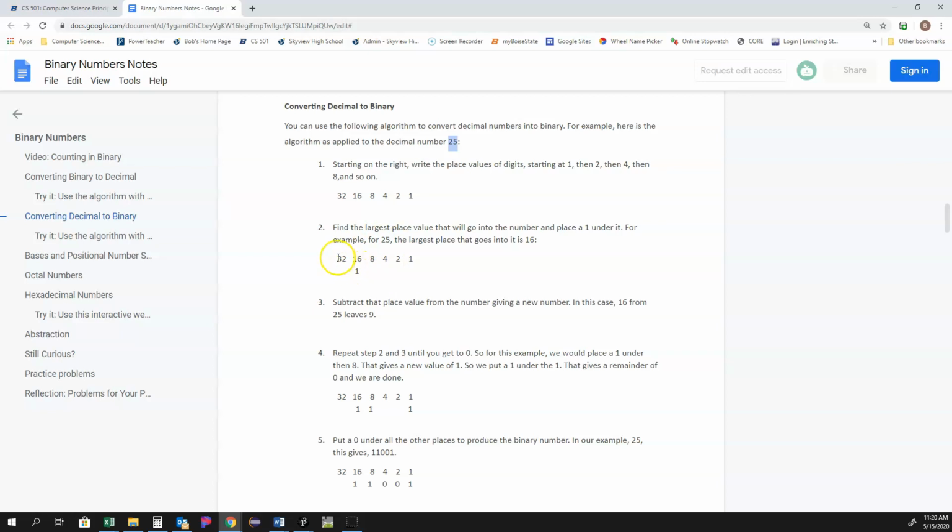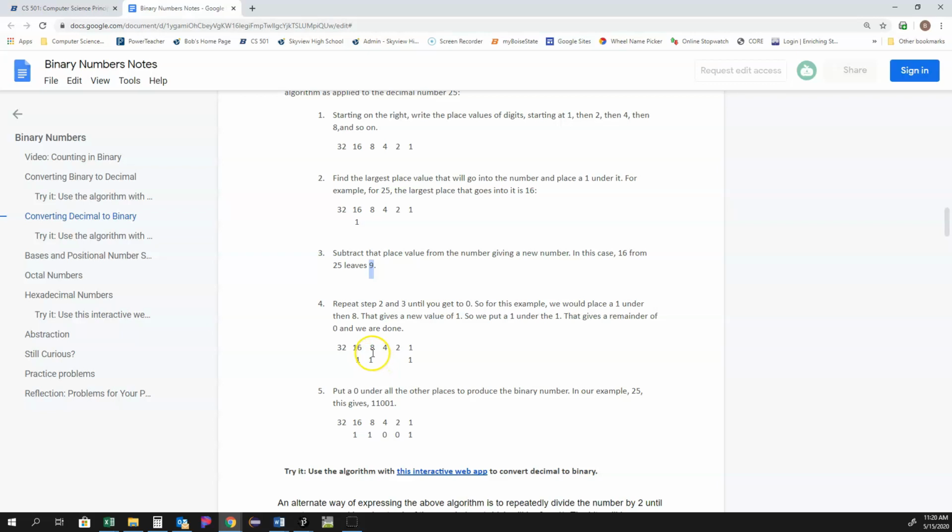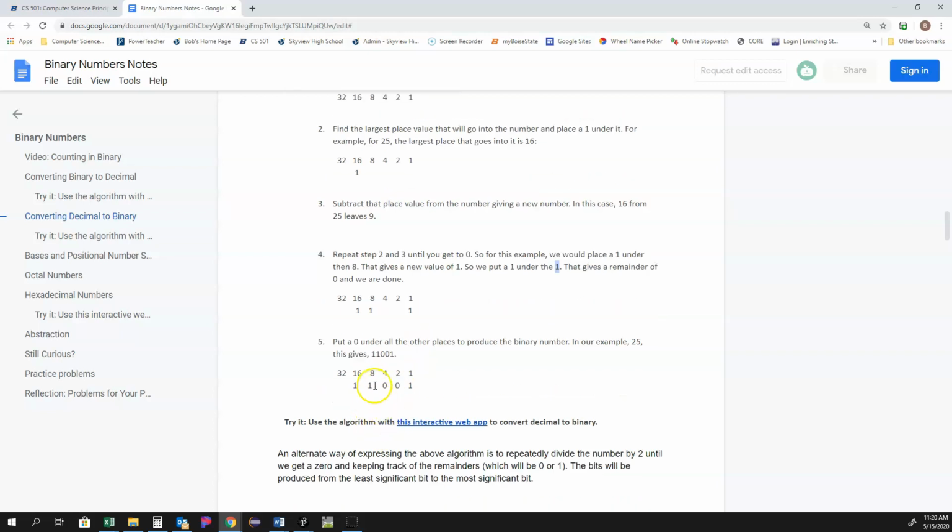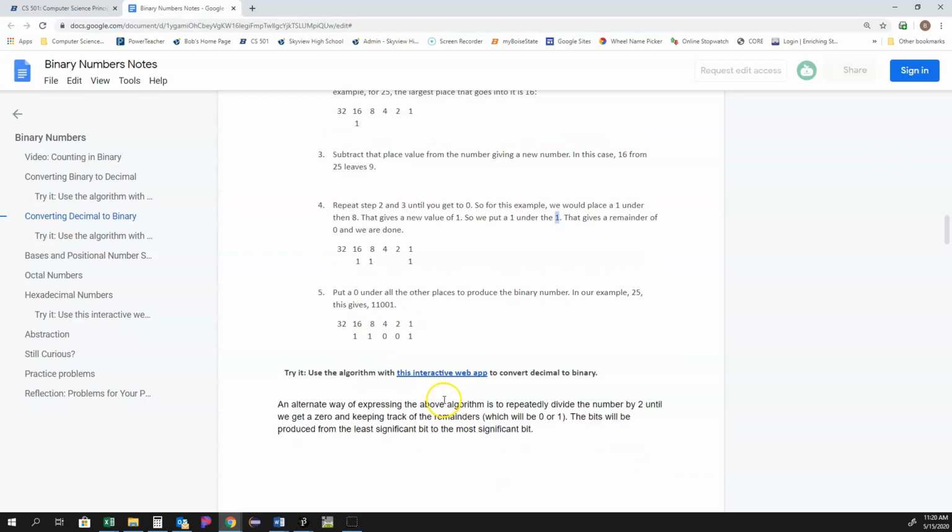As we move through this line, I can't take 32 from 25, but I can take 16 from 25. So I turn on my 16, and when I take 16 from 25, I have 9 left. I can continue the algorithm here. I can take 8 from 9, so I turn on that place value, leaving a remainder of 1. I can't take 4 from 1, I can't take 2 from 1, I can't take 1 from 1. Then you fill in the place values that don't have assignments with 0s. So we have converted 25 into binary as 11001.